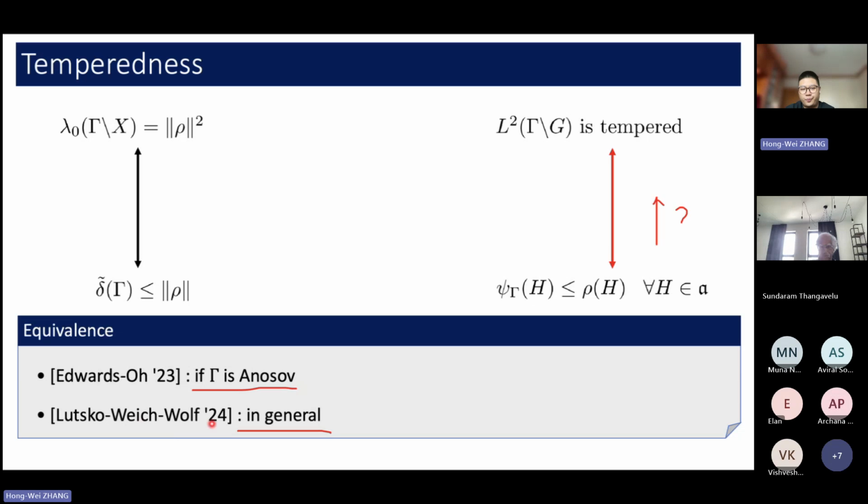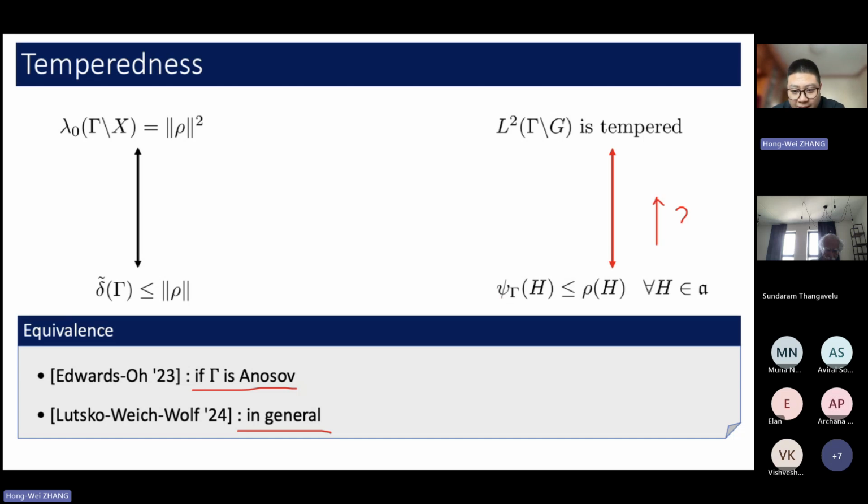Wolf was my collaborator on this work, and Weich is the boss of our group, and they were both in Paderborn, and they proved this in general. So in your world, we now have the equivalence between the temperedness of L2 and this so-called P gamma. So what is P gamma?